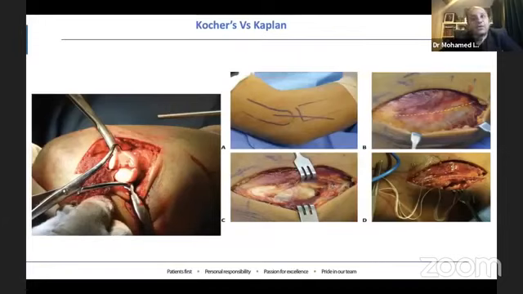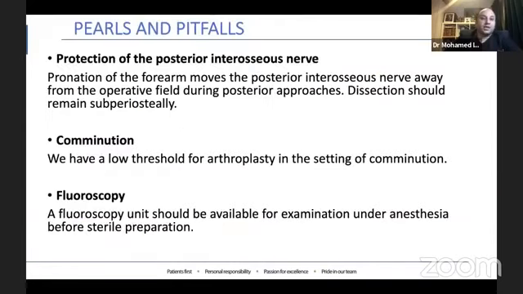I think it's all about the dissection, because sometimes the dissection has already been done for you. The Kocher approach is my preferred approach. Make sure you have good access to the radial head. What you should be wary of while repairing this is, one, you have to be cautious with the protection of the posterior interosseous nerve. Pronation of the arm would move the nerve away from the operative field. Always remain subperiosteal whenever you're dissecting any of these.